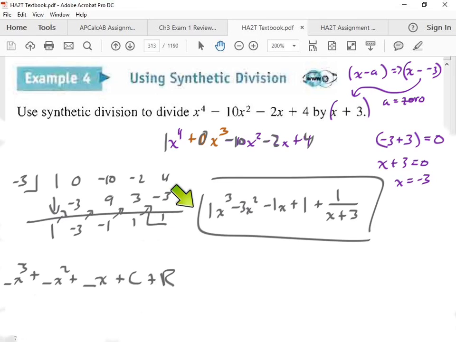If the one is being like a leading coefficient like this guy or this guy right here, you don't have to write those ones. You can get rid of those ones. Looks like that.